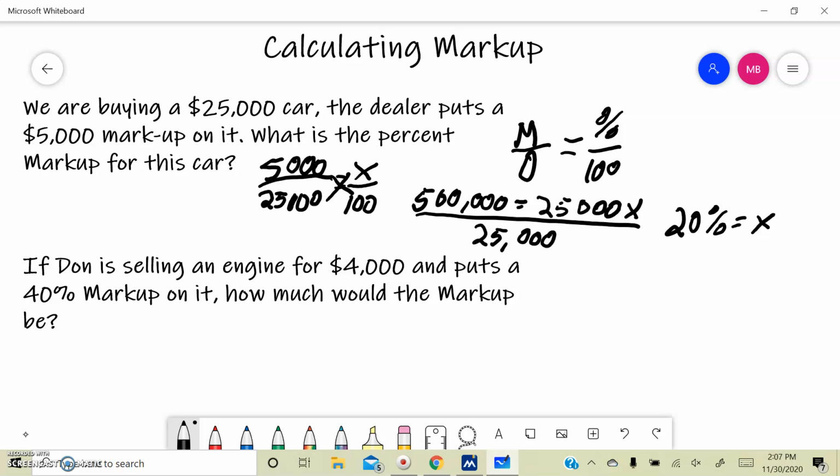If we take a look at the second problem, it's a different setup. If Don is selling an engine for $4,000 and puts a 40% markup on it, how much would the markup be? Okay, well, we could set up our proportion. We need to figure out how much that markup is going to be. So I'm going to put an X there, and then I'm going to put the original price of the engine, which is $4,000, is equal to a 40% markup over 100.